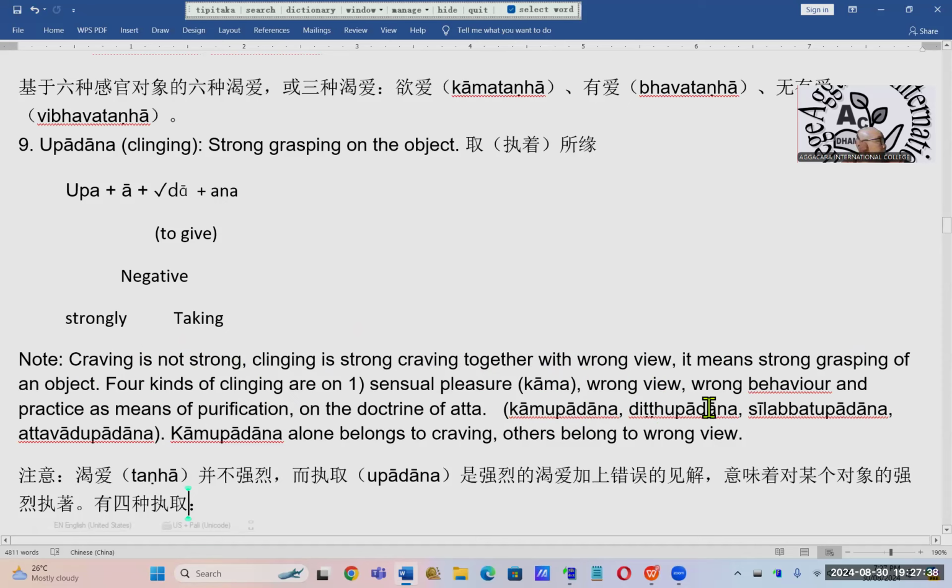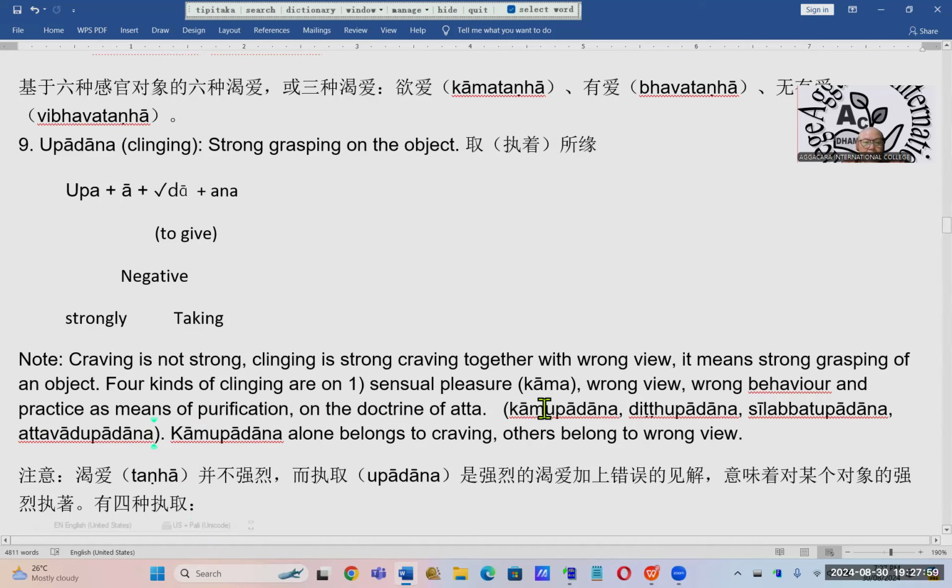Wrong view is ditthi: ditthi-upadana. Another one, wrong behavior or practice: sila-bbata-upadana. And the last one is the doctrine of atta: atta-vada-upadana. It's a clinging on this idea of atta.